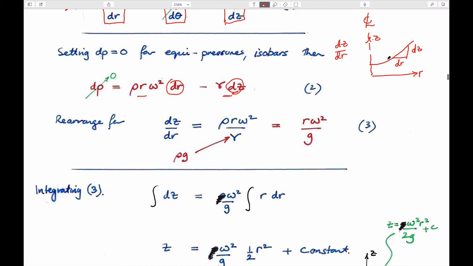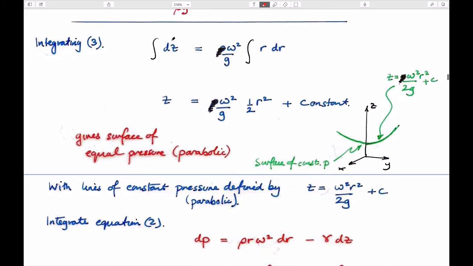In other words, if you go twice as far out from an initial point, the slope will change to be twice as steep. So it's no longer going to be the constant slope, constant gradient that we had before. It's going to be curved because it's going to get steeper as we go further out, and we can tell that from this. If we wanted to see what the slope is, we do what we normally do, we just integrate it. So rearrange this expression: dz is equal to rho r omega squared over unit weight times dr, which is this.